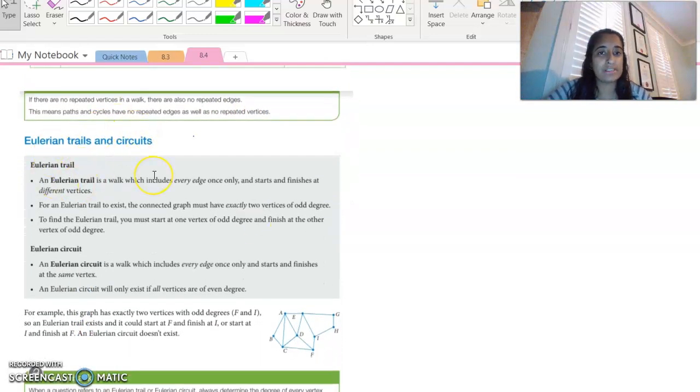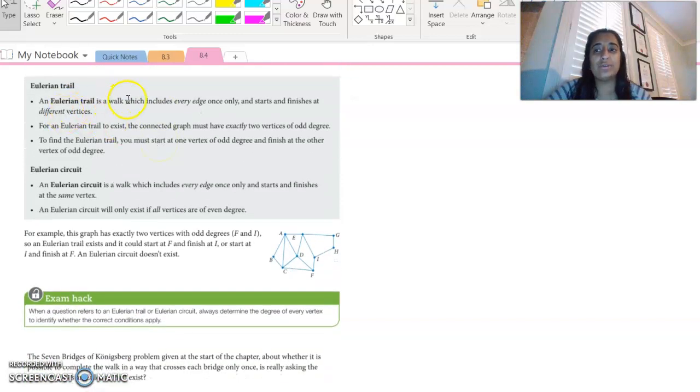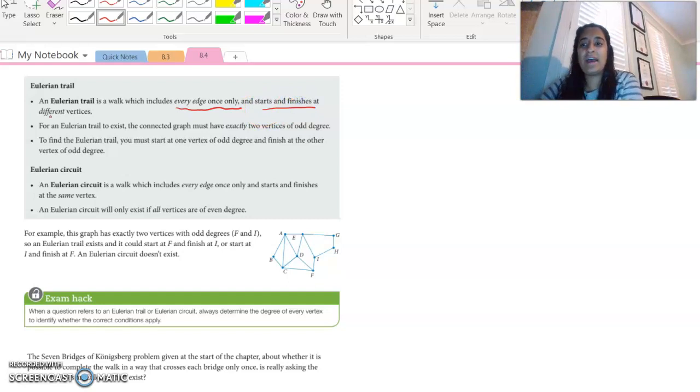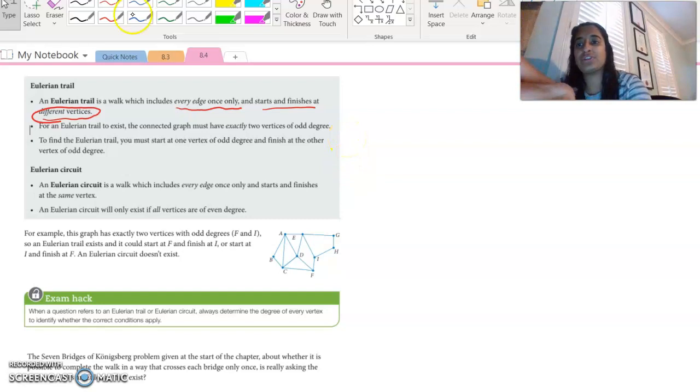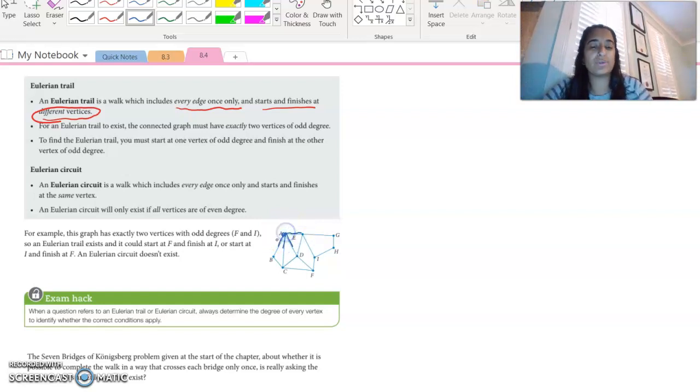On to our first kind that we're going to look at, an Eulerian trail or circuit. So an Eulerian trail is basically a walk that's going to include every edge once, and it's going to start and finish at a different vertex. Okay, for an Eulerian trail to exist, the connected graph must have exactly two vertices of odd degree. So remember, the degree of a vertex is, in this example, this vertex A, the degree is 1, 2, 3, or 4. So it's how many paths are leading away from that particular vertex, okay?